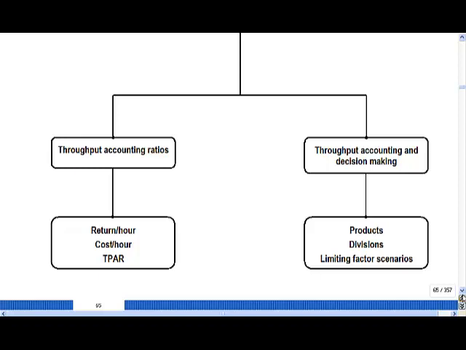Obviously it could just have smaller elements being examined. This then feeds into the next area of our syllabus as well, where we look at limiting factors, as well as looking at it on a traditional basis, which we see in chapter 3, and you will have seen at F2. We can also look at that in a throughput accounting environment as well.